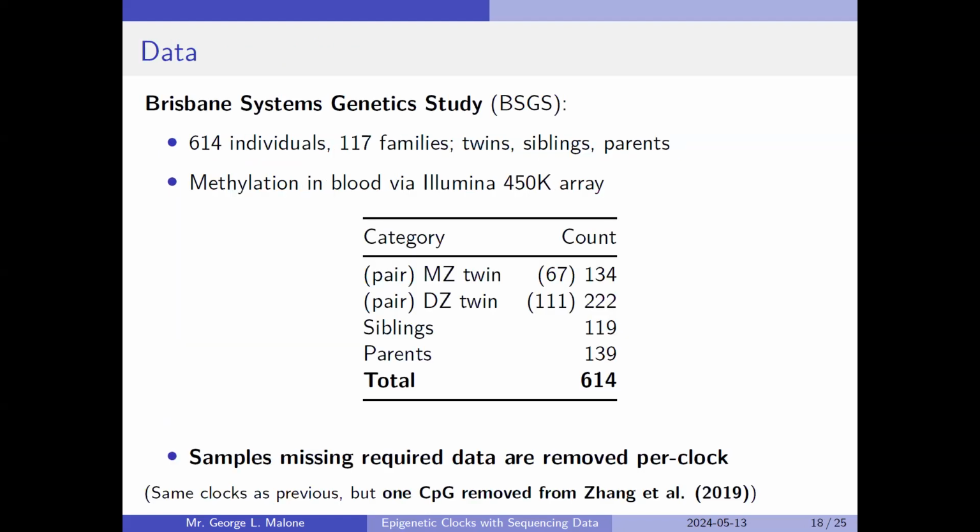So for this one, we don't need paired sequencing data. We can use a larger set of array data, the Brisbane study, collected by the Illumina 450K array on blood, 614 individuals, twins, siblings, and parents. Same clocks as previously, but with one CpG removed from the Zhang clock, which I'll discuss later. The sample is missing the required CpG on a per-block basis, but each block has a different sample.